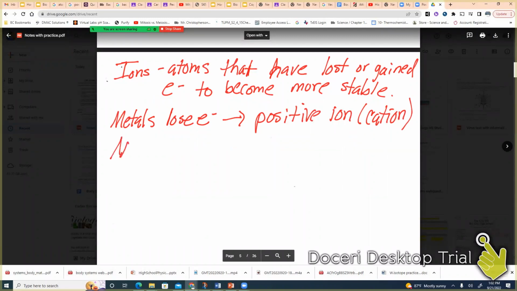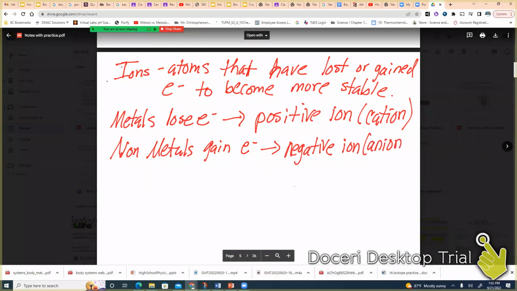And then nonmetals gain electrons. So they're gaining something negative, so they'll become negative ions, which are called anions.